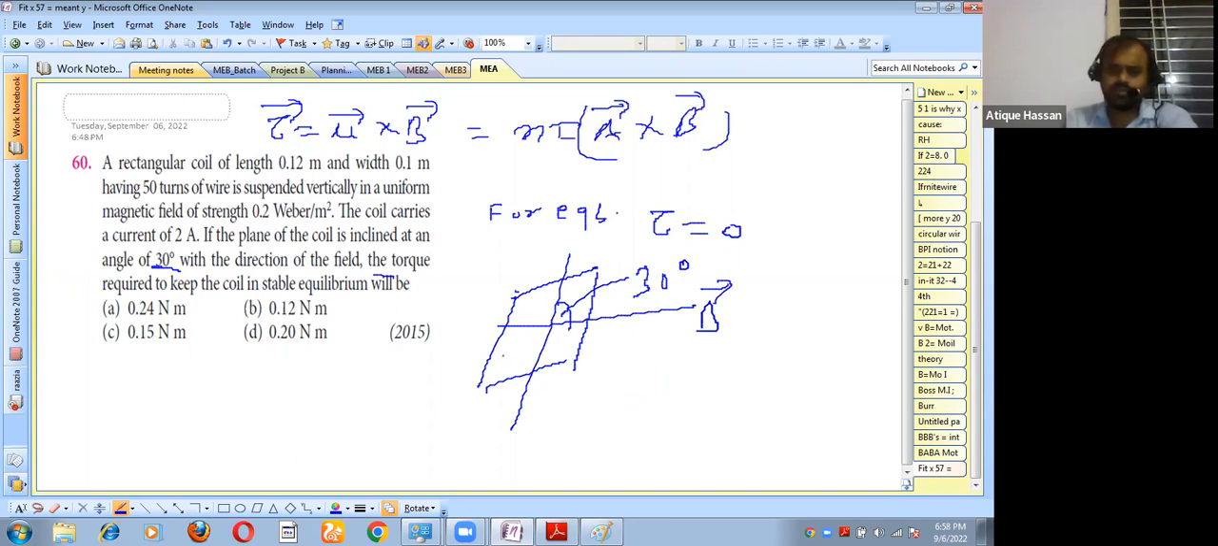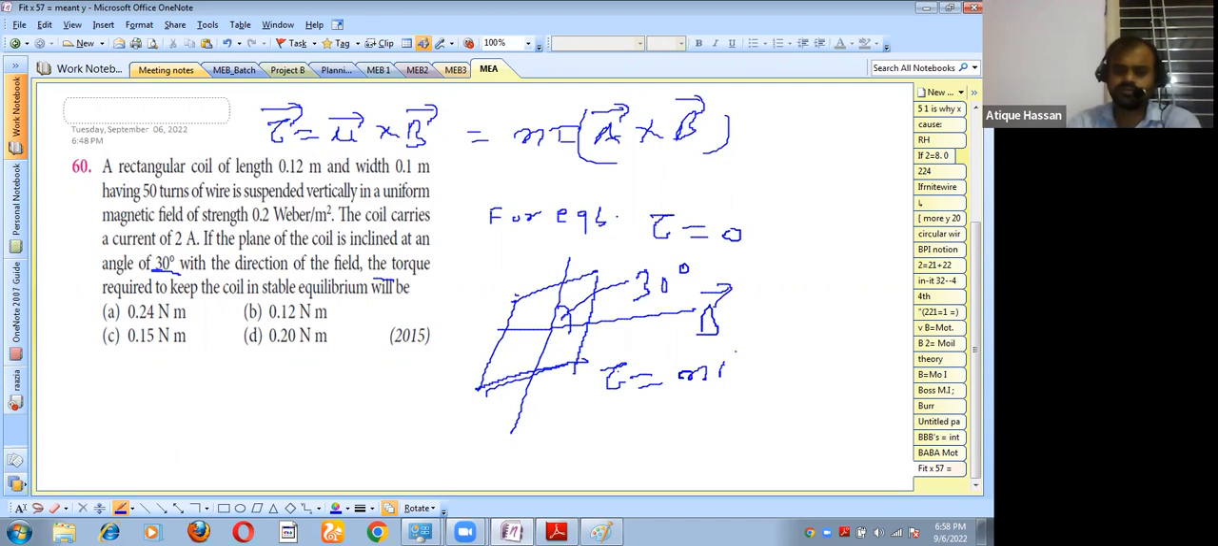Basically we have to find the torque due to the magnetic field. To keep this coil in equilibrium, we have to apply an equal and opposite torque on the coil. So what will be the torque? We know that torque is NIA cross B.